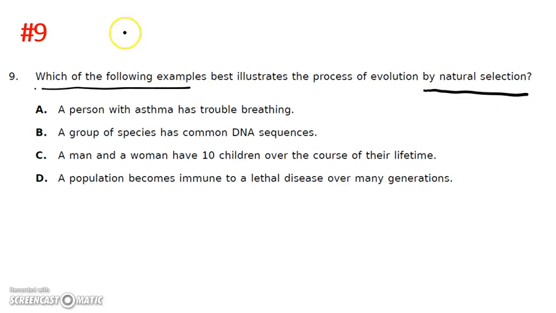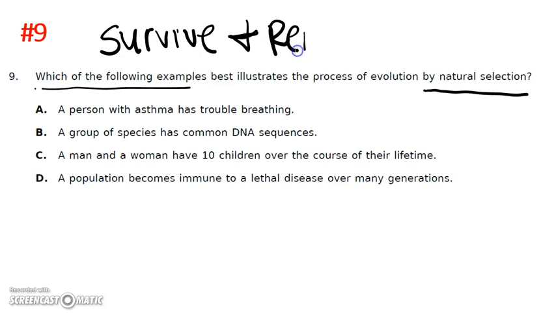So remember, natural selection is survival of the fittest. So what it means is the organism is going to have the best suited trait to survive. But not only that, they also have to be able to reproduce so they can pass on that trait, and then it can become an adaptation as it becomes more popular in the population.